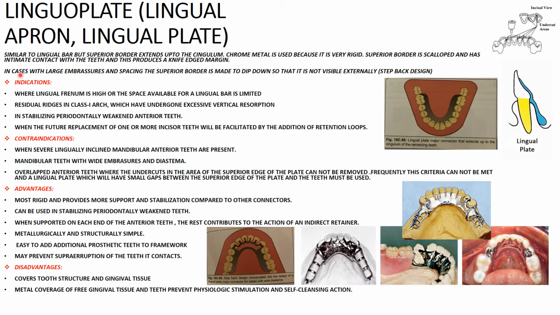It can be used if there are large embrasures and spacing present. In that case, the superior border is made to dip down, and this is known as the step back design. See the difference between these two. This is the step back, used if there is spacing present between the teeth, not a diastema. The borders are dipped down so the metal is not visible.